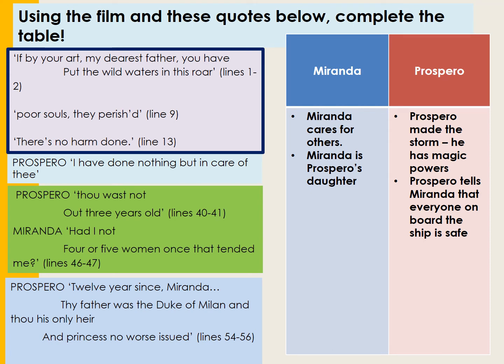And then the blue box: "Twelve years since, Miranda, thy father was the Duke of Milan, and thou his only heir, and princess no worse issued." So what do we learn there about Prospero? That is now down to you to do independently, and then we'll move on to the next part of the play in just a second. You might want to pause the lesson here and fill in the table you've made, and then move on.